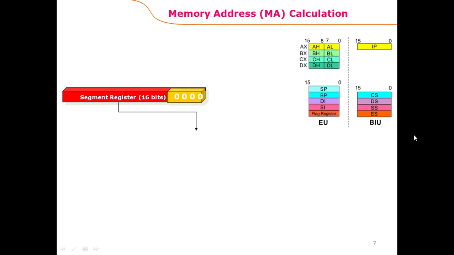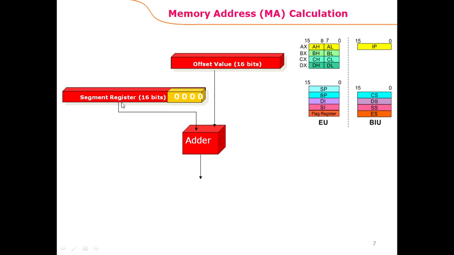So we get the 16-bit value from the segment register. We left shift that value by 1 hexadecimal digit, or by 4 binary digits to the left. And so at the end, we get a 20-bit value. And then a 16-bit offset value taken from another register is added with this 20-bit value. An adder is used to add the 16-bit offset value and this 20-bit starting address of the segment. So this 20-bit address is actually the starting address of the memory segment.